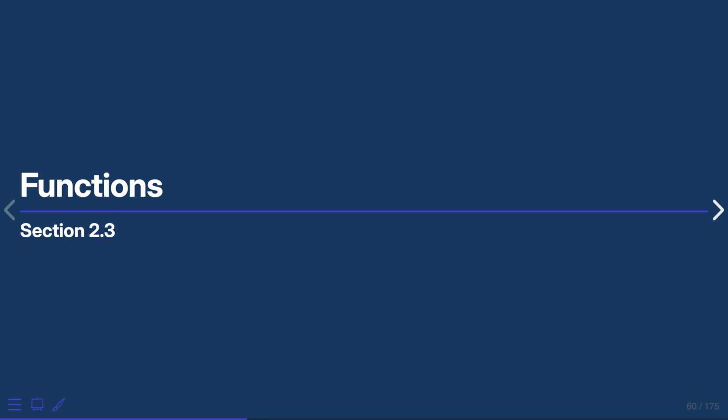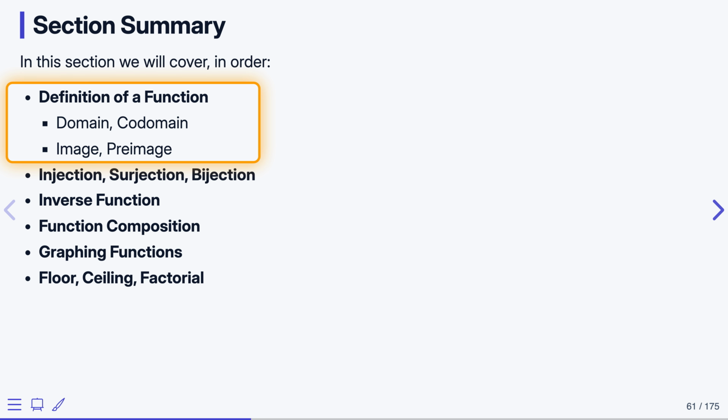Section 2.3, Functions. A function is a rule that takes each input and gives back exactly one output. You already use them, giving each student one grade or adding one to a number. Let us look at the plan for this section.